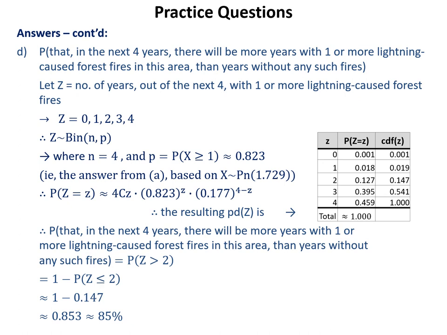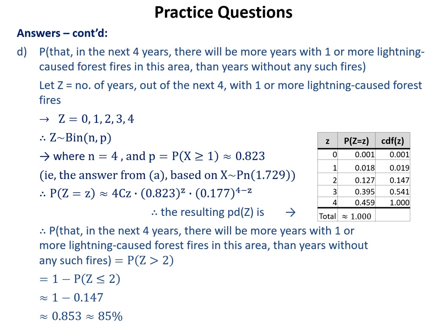We are looking at 4 separate years because, as the question says, we're interested in years with one or more lightning-caused forest fires versus what is actually the complement of that, which is years without any such fires. So careful consideration of that wording will make it clear to us that we're supposed to look at 1 year at a time. So what we have are 4 separate years. And for each year, we can define a success, so to speak, as that year having one or more fires. And therefore a failure would be a year without any such fires. So those are the basic ingredients of a binomial problem.